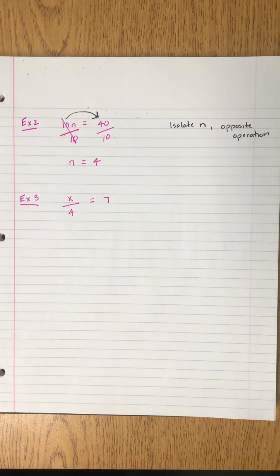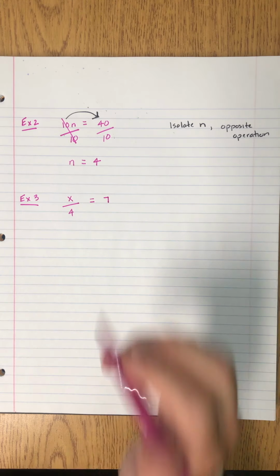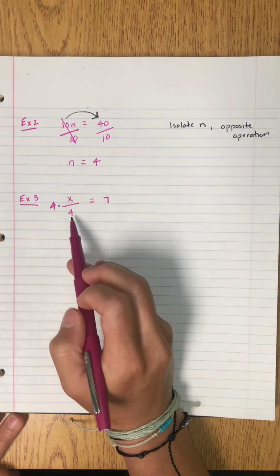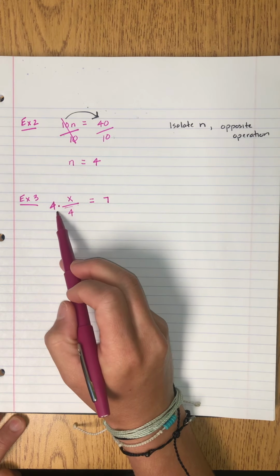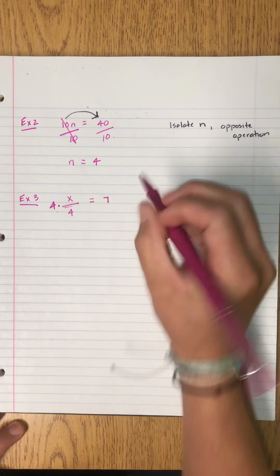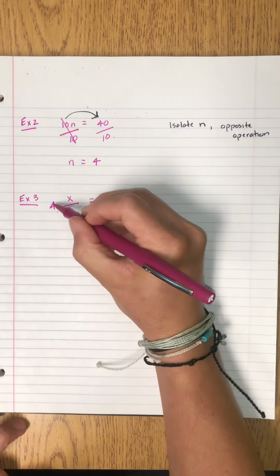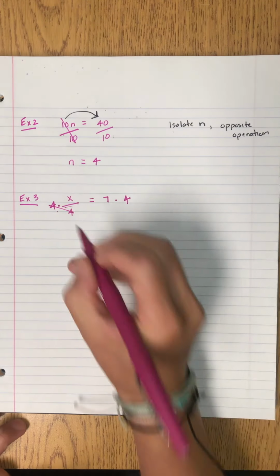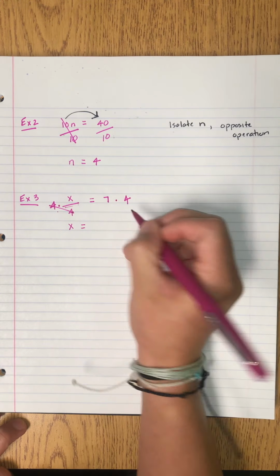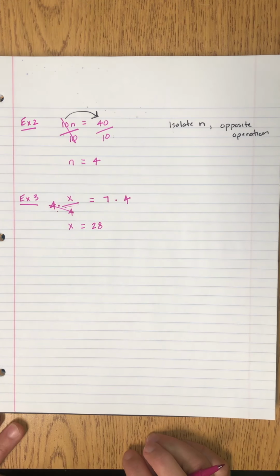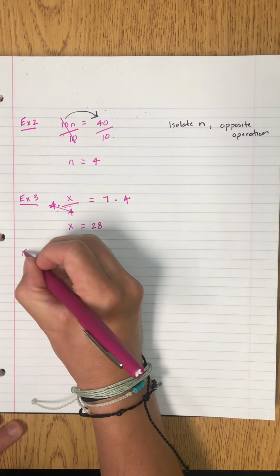Opposite operation because we need to look for x. So we are going to multiply by 4 because the opposite operation of division is multiplication. So we multiply by 4 on both sides. What you do to one side, you do to the other. Those cancel. X equals 7 times 4, which is 28. Okay, super simple. Let's do one last problem.